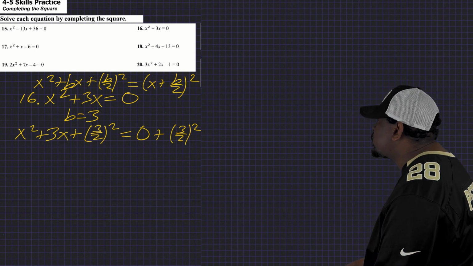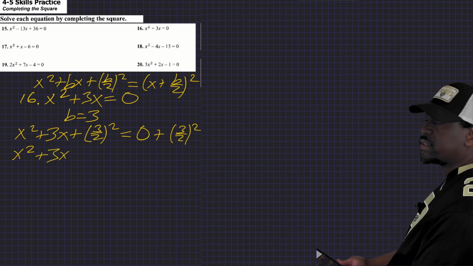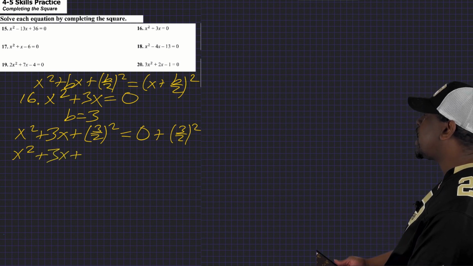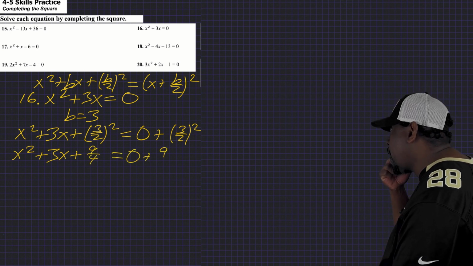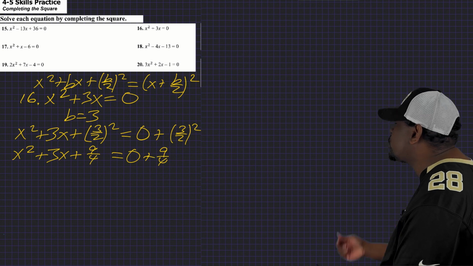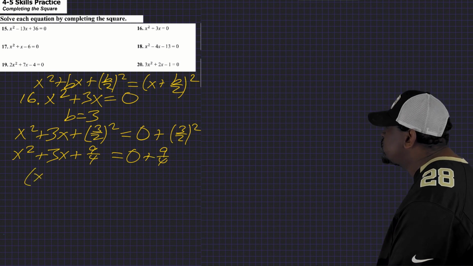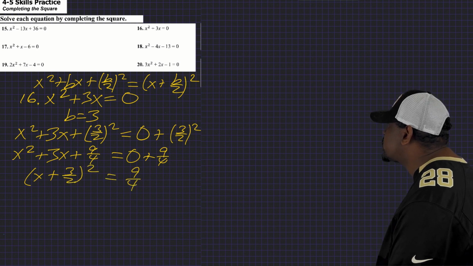So now you will simplify 3 over 2 squared, and we know that will equal what? Well, 3 squared is 9, 2 squared is 4, so that will be 9 over 4. And on the right, you will get 0 plus 9 over 4, which is equal to 9 over 4. So now we have a perfect square trinomial, so we write it in the form of x plus b over 2 squared. In this problem, that will be x plus 3 halves squared.